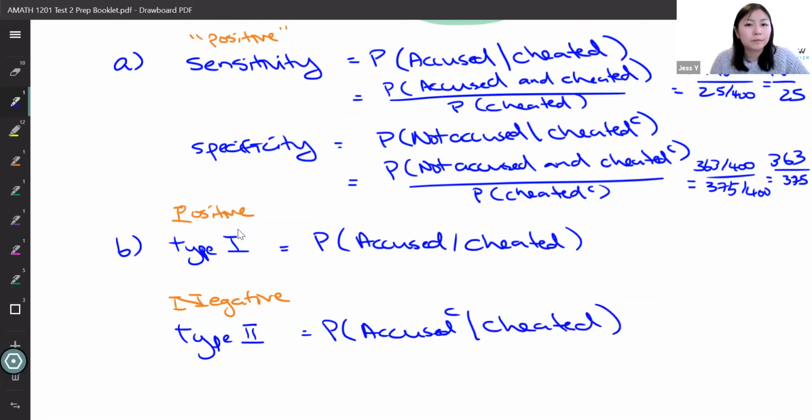Okay. Oh, sorry, what did I do? Yep, type 1, my bad. Type 1 is false positive. So they were accused, given that they didn't cheat. My bad. Thank you for pointing that out.